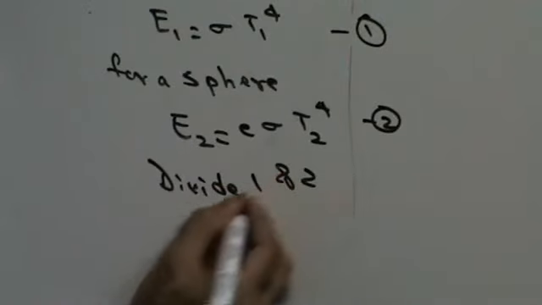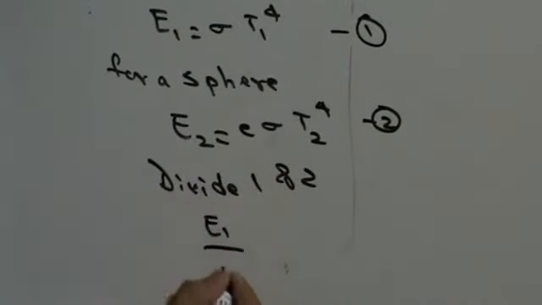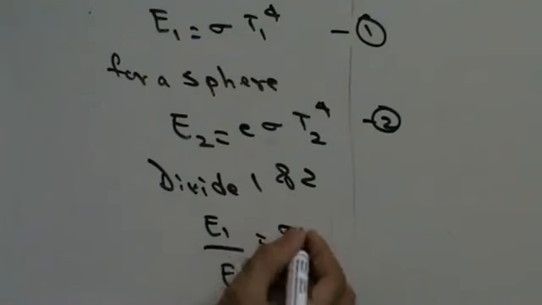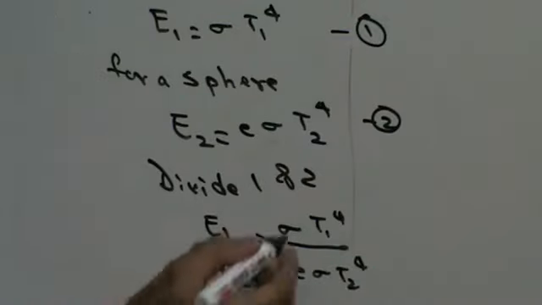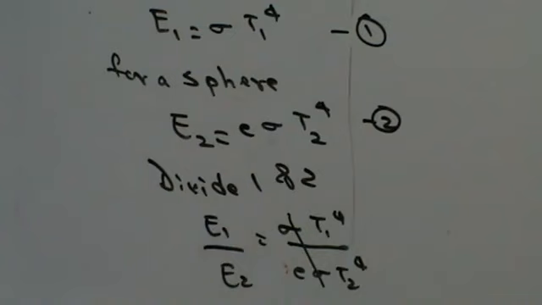Now in that case, if I divide equation 1 and 2, I'll get E1 upon E2 is sigma T1^4 upon e times sigma T2^4. Sigma gets cancelled. So out of which E1 you know, E2 is the only unknown, you will come to know E2 from here.